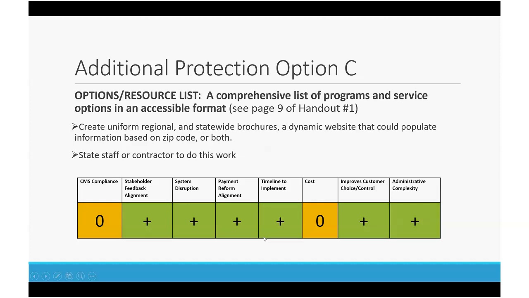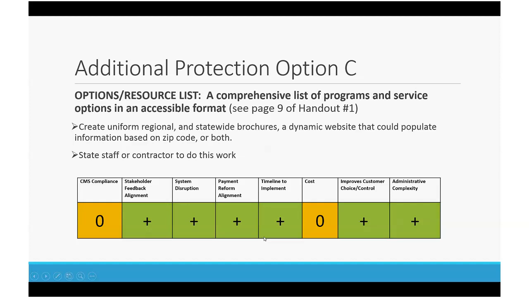Another additional protection, option C, would be having an options or resource list. And this would be a comprehensive list of programs or services that are available in a more accessible format so that people could easily have that information for what's available in their region. So it would be something that's uniform across the regions and specific to a region. It could include brochures or a dynamic website where potentially you could say, I live in this particular zip code of the state, and see what's available to me within a certain radius of where you live. So that potentially could make information more accessible and readily available to individuals.